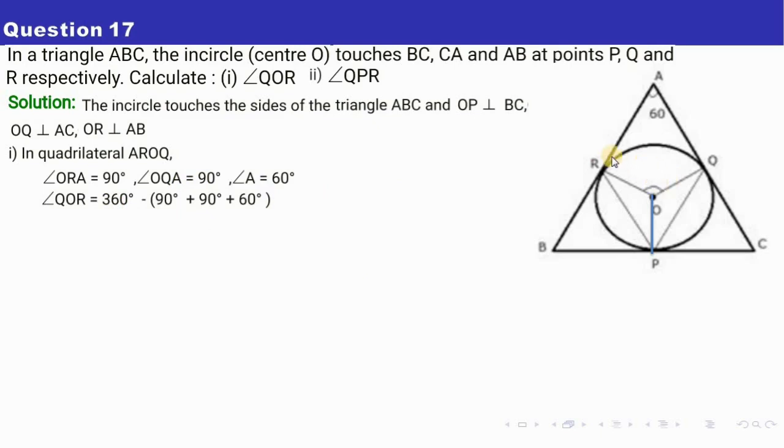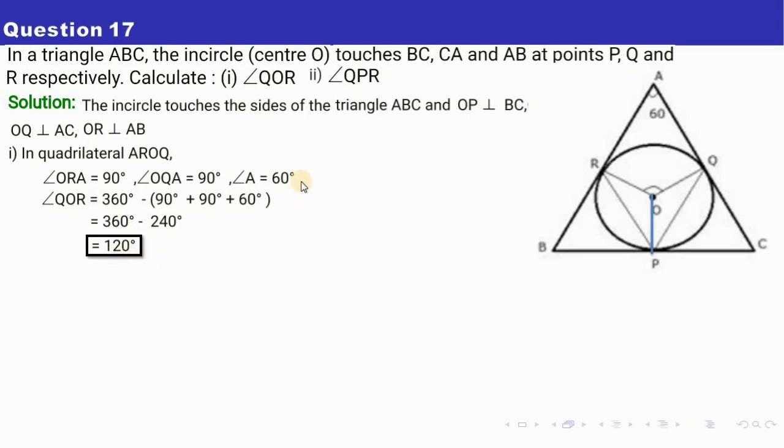And out of these 360, we know this 90 degrees, this is also 90 degrees, and this is also 60 degrees, and we need to calculate this. So this will be equal to 360 minus 90, right? Okay, so simplify this, this will turn out to be 120 degrees. So our first answer, QOR, is 120 degrees. Hope this is clear to you.